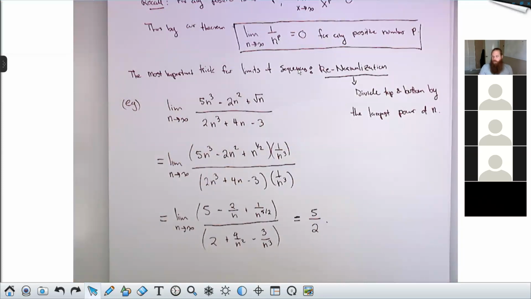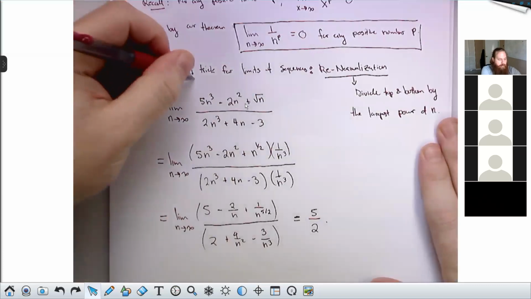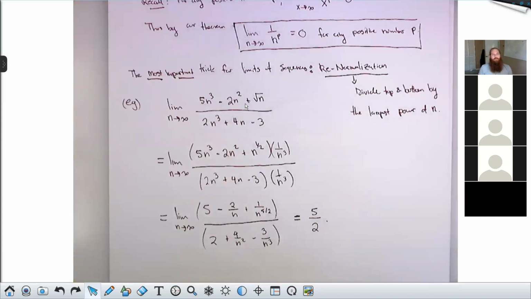This renormalization trick is how you prove that rule that you learned for finding horizontal asymptotes way back in college algebra, where you compare the degree of the top and the bottom. Only this renormalization trick also works for stuff that has square roots, also works for things that are not rational functions. So it's a good trick, and it is definitely the most important trick for limits of sequences. It's the trick you'll use more often than anything else. Questions on this example?